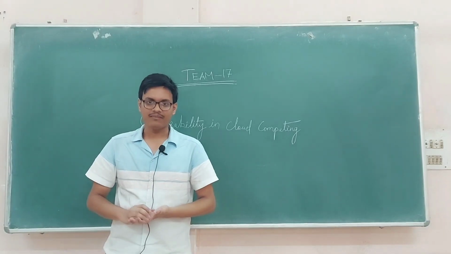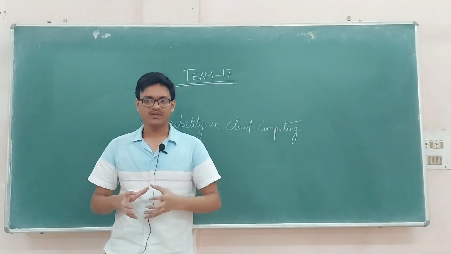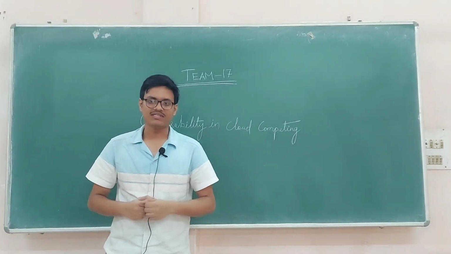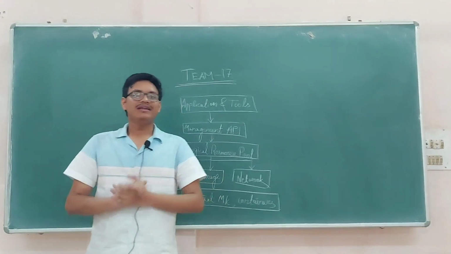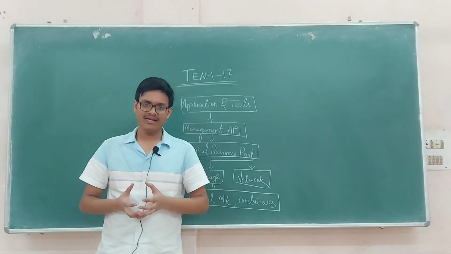Third is scalability. We can scale up and down those components whenever we want. Then there is resilience and fault tolerance. Fourth is portability. So let's talk about how this composable architecture is structured in cloud computing.